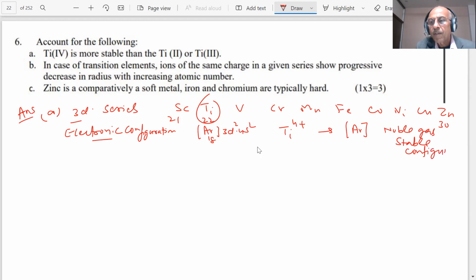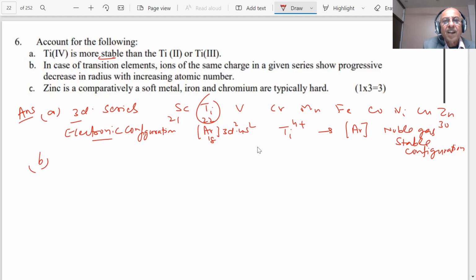Therefore, the answer is there. We already said that. Ti4+ is more stable than Ti2+. Ti2+ will have 3d2 and Ti3+ will have 3d1 electrons. That is not the noble gas configuration. This is a noble gas configuration. Hence, Ti4+ is the most stable. No problem in answering this question.